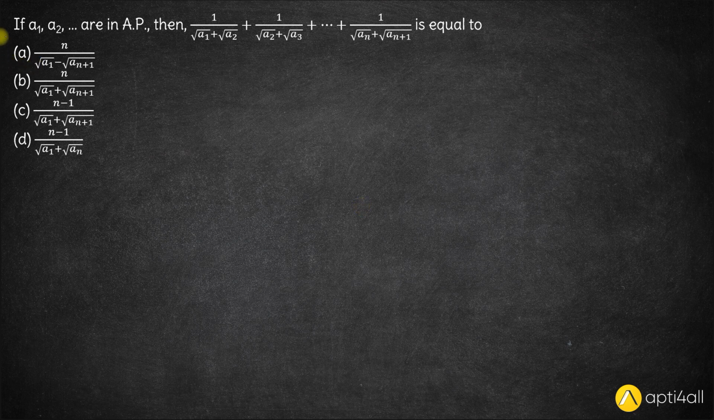Hi. Here we have A1, A2, A3, and so on. They are in AP. Then what is the value of this whole expression? Now one way of solving this question is by simply assuming values.